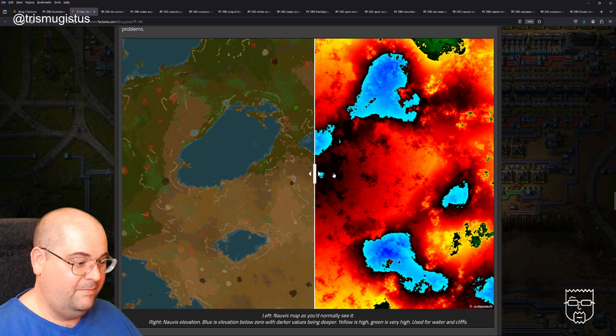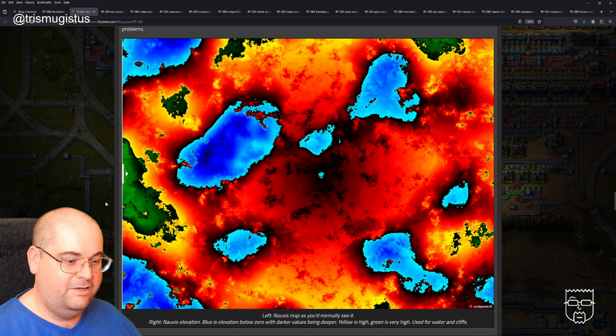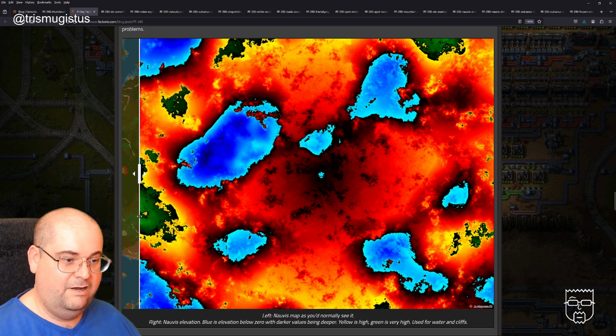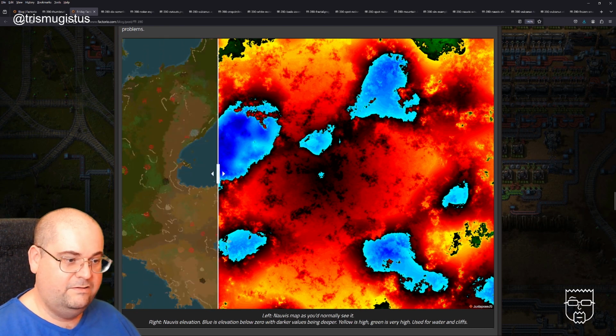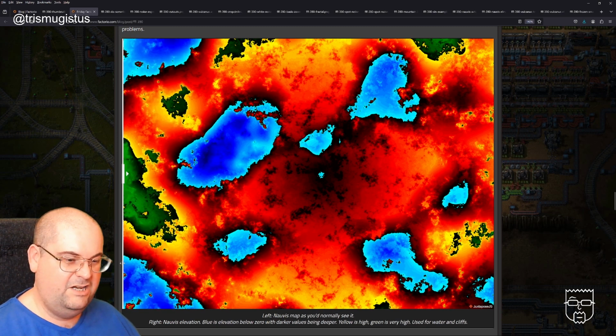Anyway, so the caption says left, Nauvis map as you normally see it, right, Nauvis elevation. Blue is elevation below 0, with darker values being deeper. Yellow is high, green is very high, used for water and cliffs. So green must be the very high, so it's got the cliffs. Okay, so that is how they draw the cliffs. Interesting, because it does sort of match some of the edges when you look at where the cliffs are, ish.